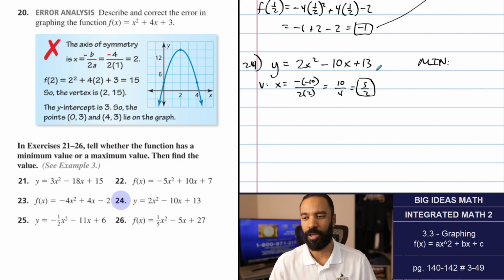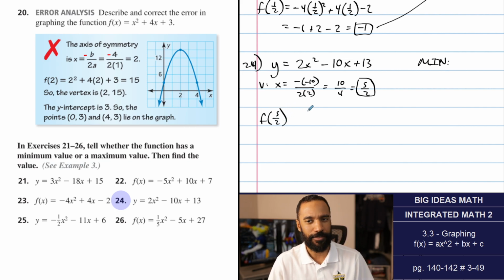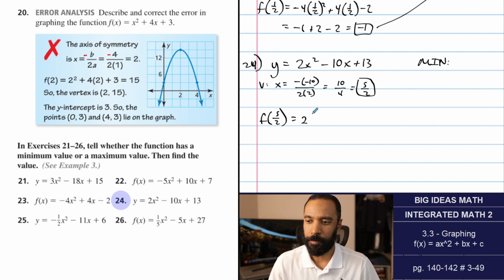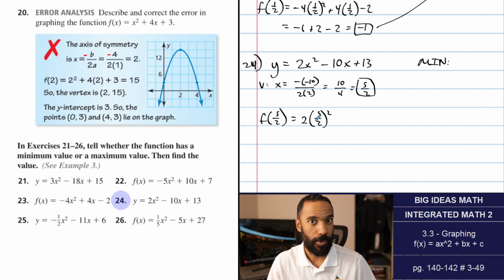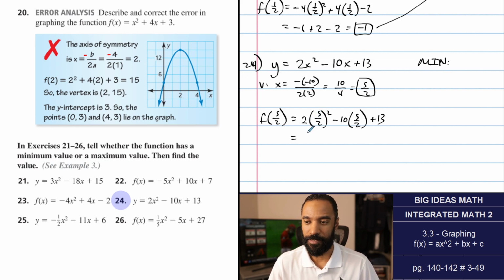Please get in the habit of understanding your fractions, though, right? Less calculator work, the more savvy you are with this in total. No 2.5s. 2 times 5/2 squared. Do you know 2.5 squared? Because you know 5/2 squared, right? Times 10. Minus 10 times 5/2 plus 13. 5/2 squared is 25/4. See? 2 times, so 50/4, so 25/2.